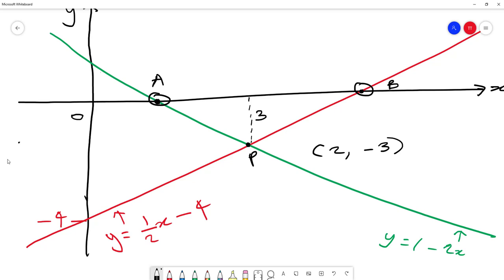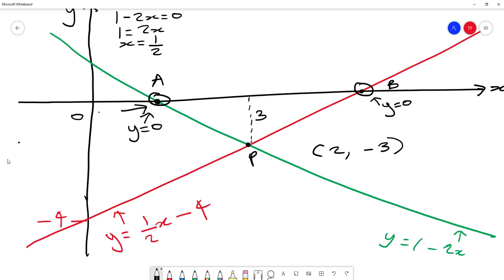Now what we need to know is the distance of the base. We can do that by setting y equals 0. So if I take my tangent line and say 1 minus 2x equals 0, then 1 equals 2x, so x equals a half. Don't forget the y coordinate here is always going to be 0, here and here. So we're going to set both y equations equal to 0. So we now know that the x coordinate of A is a half.